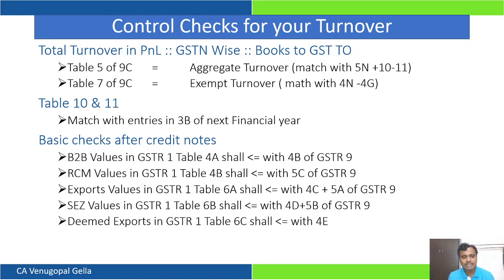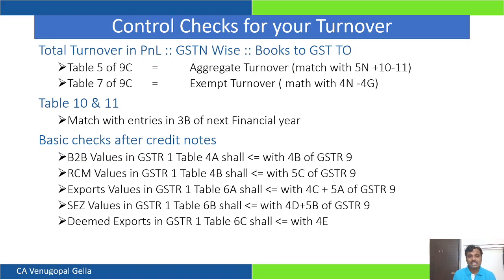Considering those adjustments and amendments, make sure your outward B2B supplies, which are reported in 4A of GSTR-1, should definitely be reported in 4B of GSTR-9. 4C of GSTR-1, which is outward reverse charge supply, should be lower than or equal to 5C of GSTR-9 because there is no tax payable in it. Exports, which are in 6A: now you might have an error in reporting in GSTR-1 regarding with pay, without pay. Nevertheless, you have to make sure it matches with 4C plus 5A of GSTR-9. Likewise, SEZ values, which are reported in 6B, should match with 4D plus 5B of GSTR-9. Lastly, on deemed exports, ensure what is reported in 6C of GSTR-1 is there in 4E of GSTR-9.